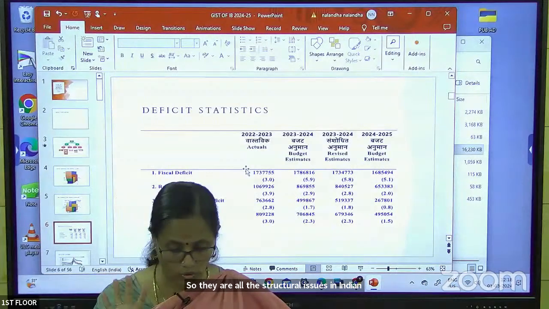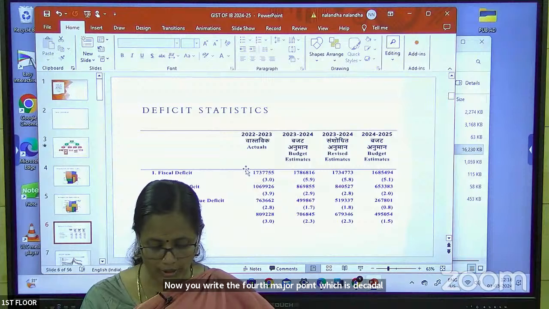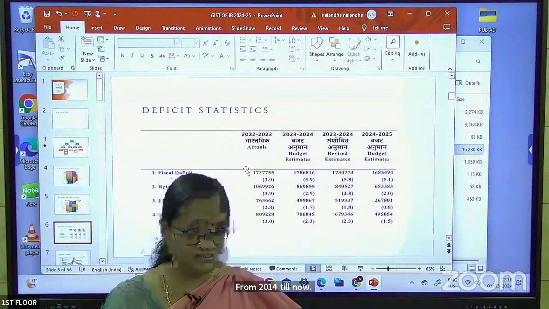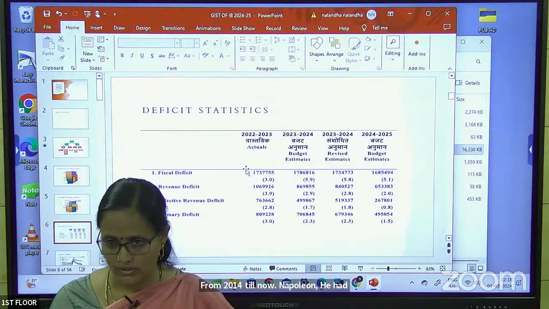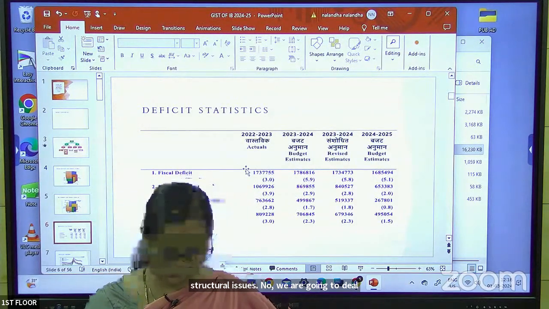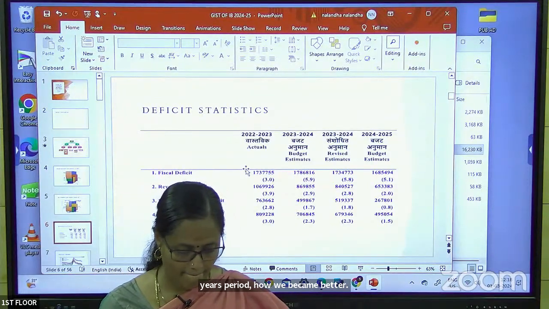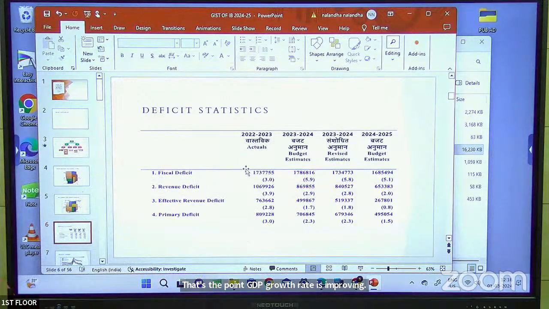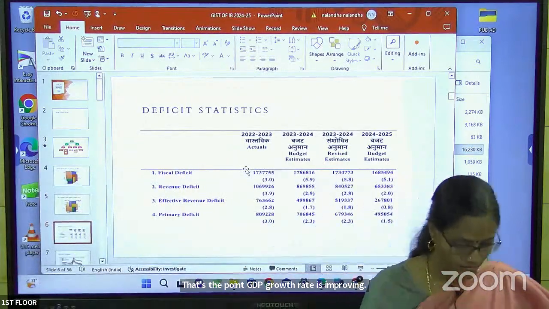Now you write the fourth major point, which is decadal transformation from 2014 till now. We had changes, we had structural issues. Now we are going to tell in the 10 years period how we became better off. First point, GDP growth rate is improving. Unemployment rate is declining.